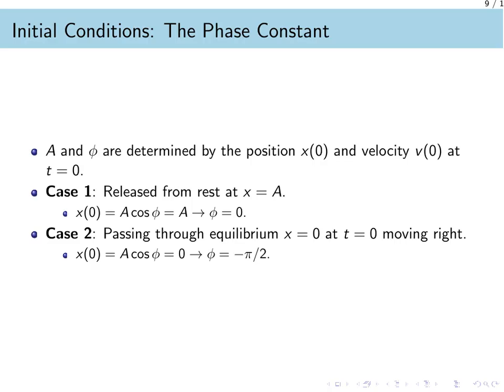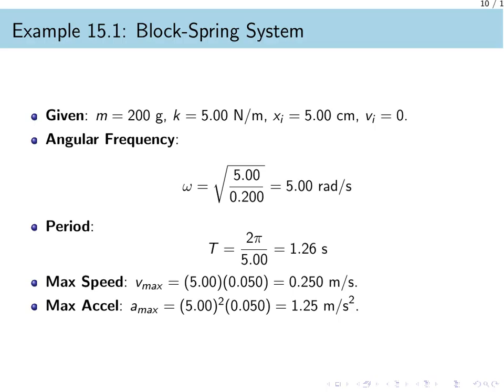In case 2, if the block starts at the equilibrium position x equals 0 while moving to the right, the phase constant phi must be negative pi over 2. This shifts the function so that the particle begins at the origin and moves in the positive direction as time increases. Let us apply these concepts to a practical example involving a block spring system.